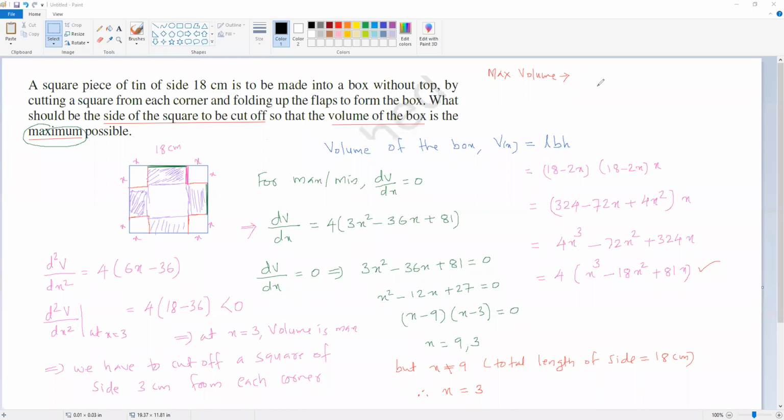18 minus 2x, 18 minus 2x मतलब 2 into 3 is 6, 18 minus 6 is 12, right? 12 into 12 into 3, isn't it? 12 into 12 into 3, that is 432 cubic centimeter.